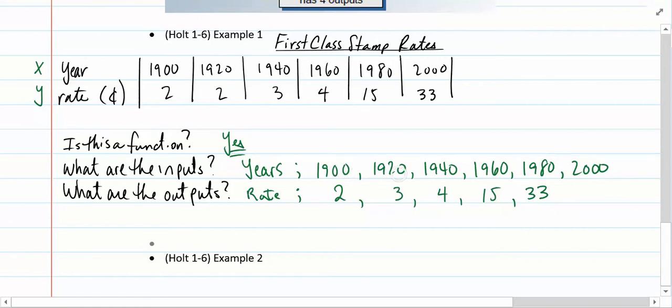Each input has exactly one output. Now it's okay that in the outputs we have 2 of the same values, but at least we do see that each input has exactly one output. The year 1900 didn't have more than one rate applied to it. The year 1920 had only one rate applied to it. 1940, 60, 80, and the year 2000 each had one rate associated with it. That's what makes this a function.